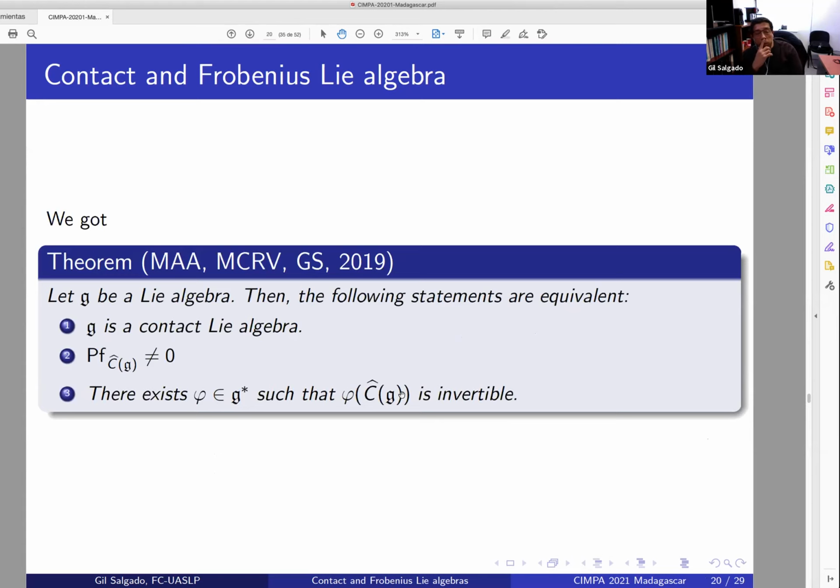Well, we can prove the same theorem as Professor Ohms. If we start with a Lie algebra, the following statements are equivalent. We have that G is a contact Lie algebra. We can associate a Pfaffian to the hat matrix of G, and this element is not 0, and there exists a one form such that this matrix is invertible.